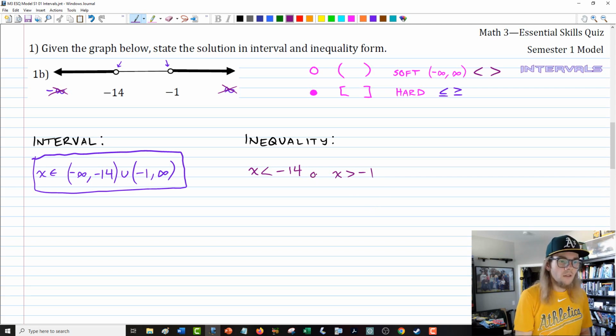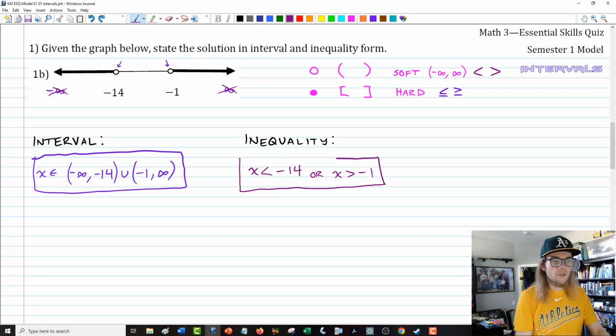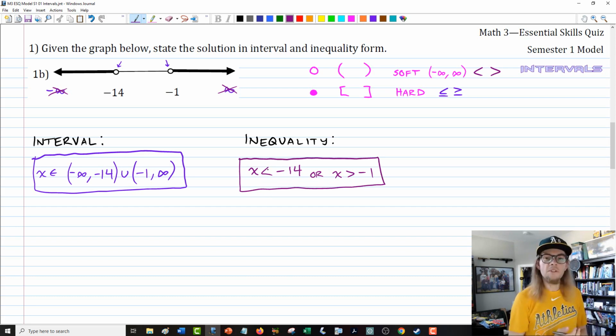And to tie these two together, in inequality notation, we use OR. So x is either... Oh, that was embarrassing. You'll learn very fast if you watch these videos that I have trouble drawing straight lines. So anyway, what I was going to say was that x is either smaller than negative 14 or greater than negative 1. And in this case, negative 1 and negative 14 would not count because they are not included since we're using soft brackets.